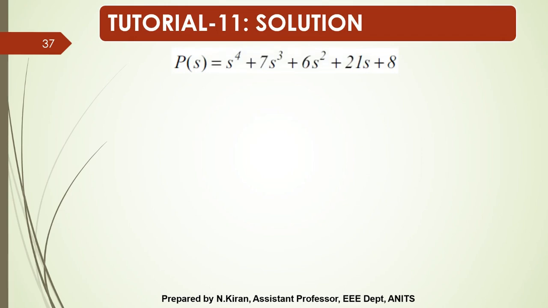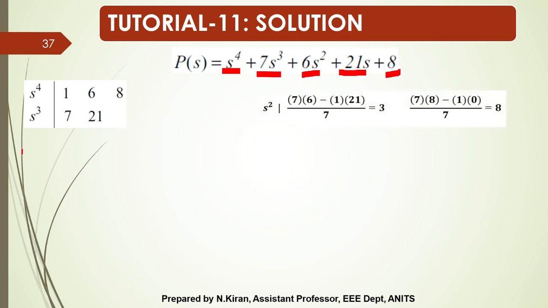Since the highest degree is 4 and it is an even term, first we'll write the coefficients of the even terms, that is 1, 6 and 8. Next we'll write the coefficients of the odd terms. In this case it is 7 and 21. Now we need the elements corresponding to s square. Using the formula, I'll write 7 into 6 minus 21 into 1 divided by 7, which will give me the first element in the row corresponding to s square, which is 3.